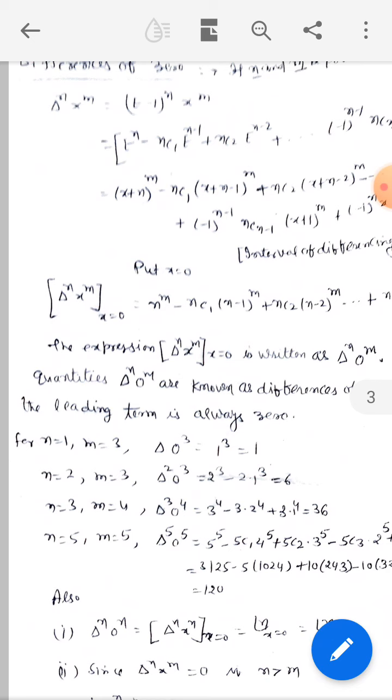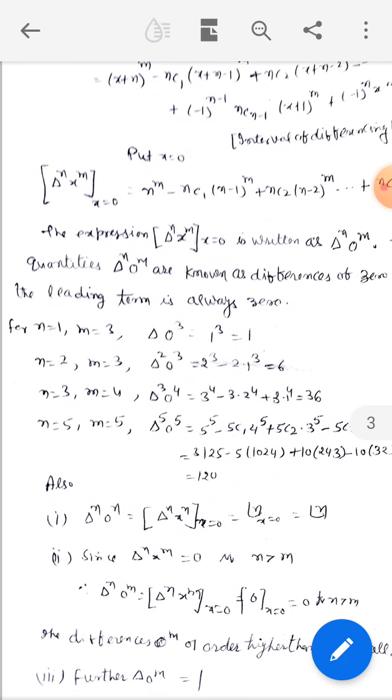For n equal to 1, m equal to 3, we get the value 1. For n equal to 2, m equal to 3, we get the value 6. When n is equal to 3 and m is equal to 4, we get the value 36. When n is equal to 5 and m is equal to 5, we get the value 120. Similarly, we get other results.